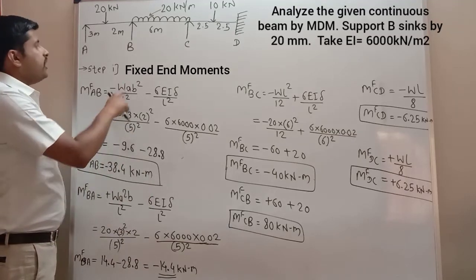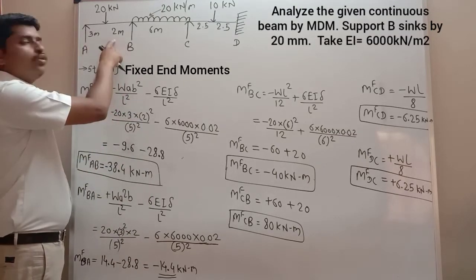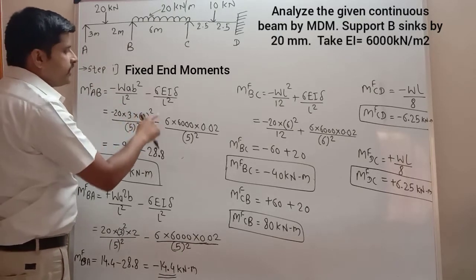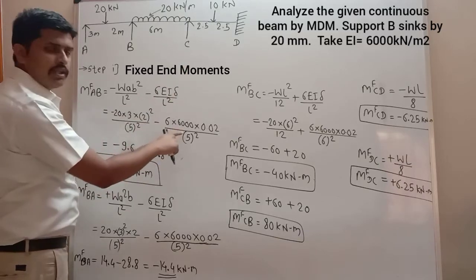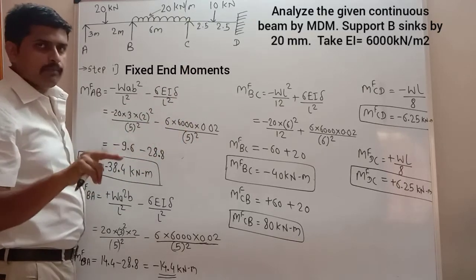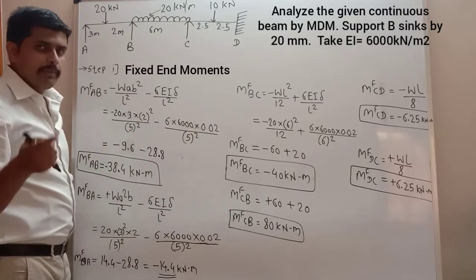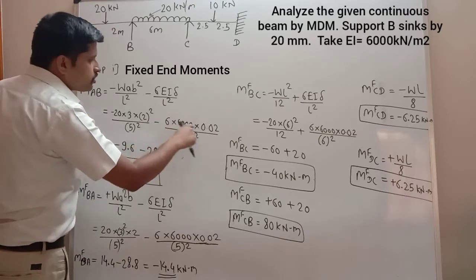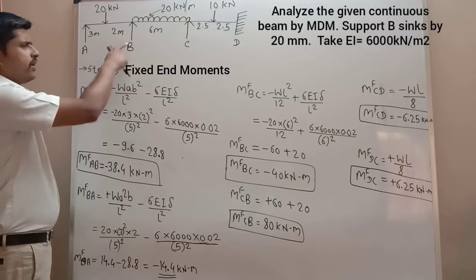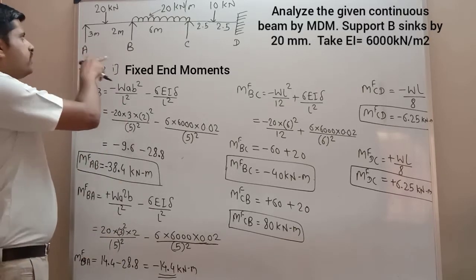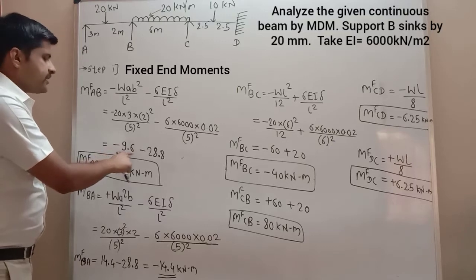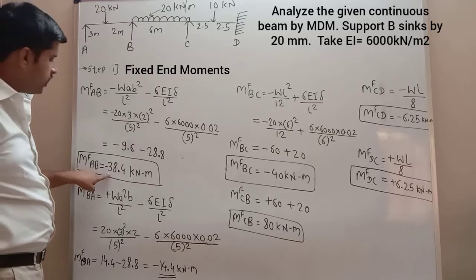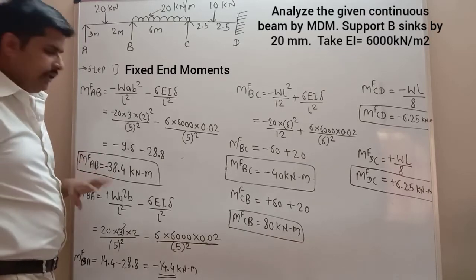So minus 20 into a is 3, b is 2 square, divided by L is 5 meter. So put the values. Minus 6 into EI, which is given as 6000, and delta is 20 mm. So we are converting it into meter, so 0.02 meter. So minus 6 into 6000 into 0.02 divided by 5 square. L is nothing but the span length of span AB. So minus 9.6 minus 28.8, we will get minus 38.4 as our fixed moment of AB.